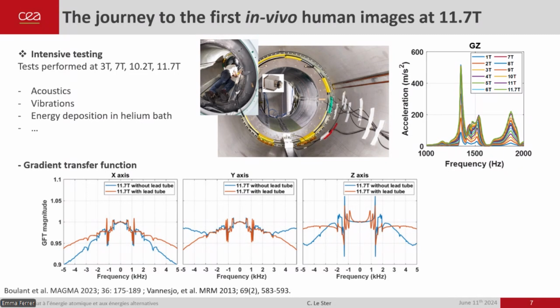In the first time, we had put a LED tube around the gradient coil in order to screen the gradient magnet interactions and reduce the energy deposition in the helium bath. But after some time, we saw that it was causing really strong ghosting artifact on our EPI images. So it was decided to remove it. And you see on the transfer function, we can already see the improvement because we have much less peaks in the blue configuration compared to the red one. So it shows an improvement of image quality. So the improvement is for the X, Y, and Z axis, except for one resonance frequency for the Z axis at 1350 Hz.